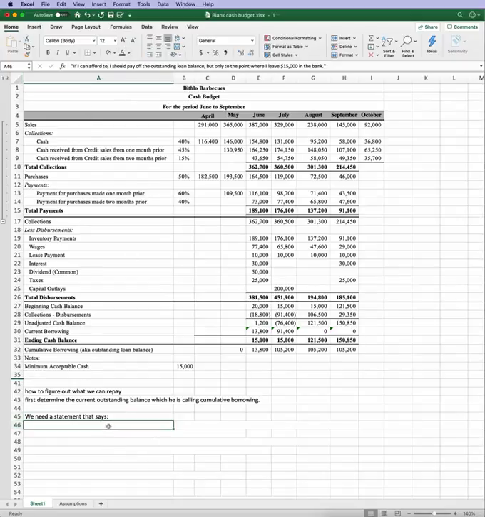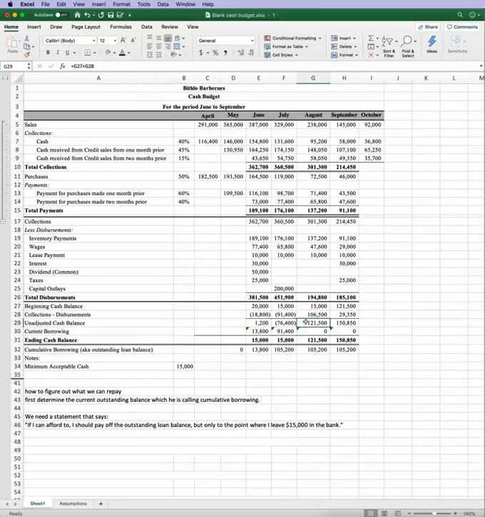All right, so now we know how much our outstanding loan is for. And what we need is a logical statement that says if I can afford to, I should pay off that outstanding loan balance, but only to the point that I leave $15,000 in the bank, right? So next month in August, I've got $121,000 at the end of the month in cash in the bank. And I have an outstanding loan balance of $105,000. So the question is, how much can I afford to pay off, right? I can only pay off the amount that'll leave me with $15,000.